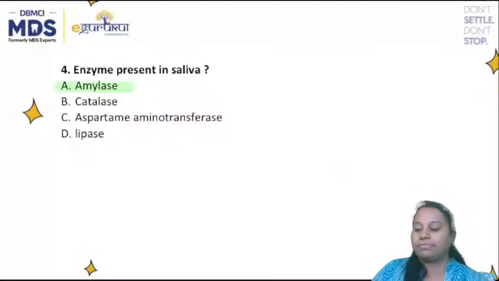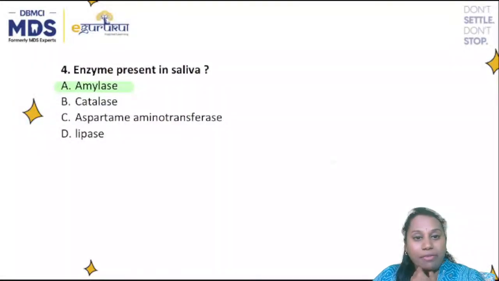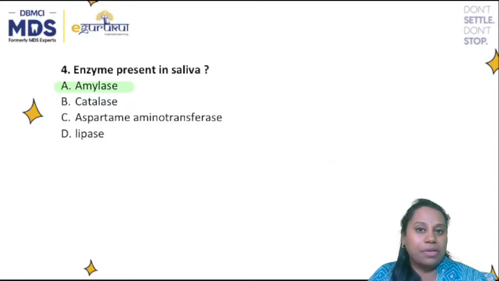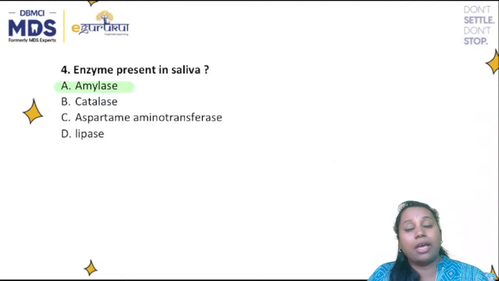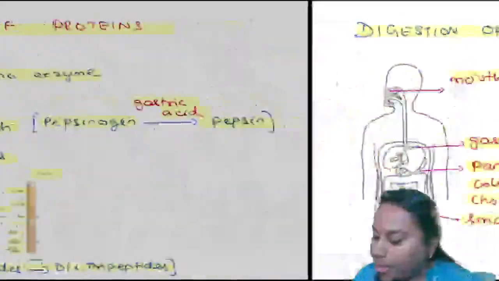Over to the question. The most important enzyme present in saliva: amylase. Even though you have lipase, lipase comes only from von Ebner's glands, not from the major salivary glands. Anyway, amylase is the most important enzyme, so we'll go with amylase.